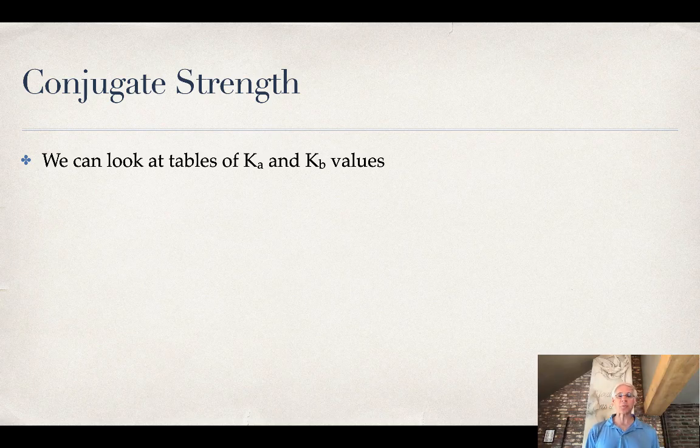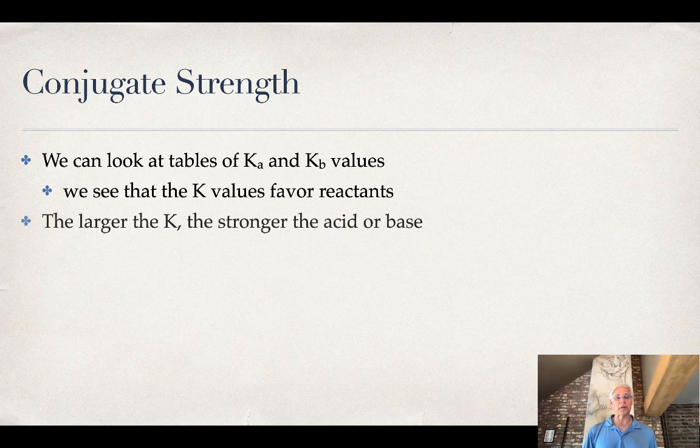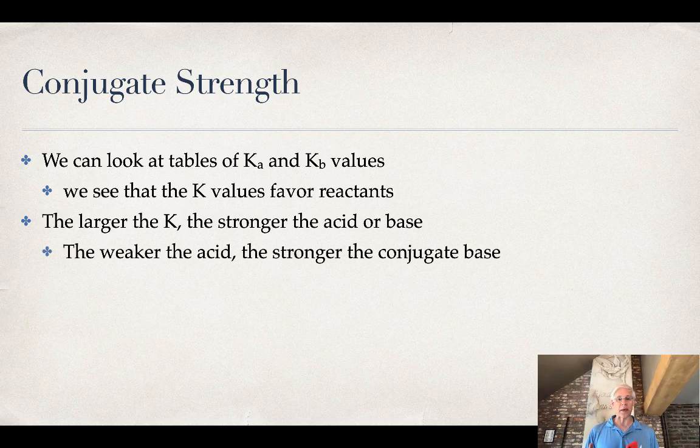So in order to determine their relative strengths, we can look at a table of Ka and Kb values. Now we know from our Ka and Kb values that the values favor the reactants because our Ka or Kb values are so small. That means the reaction goes very little in the forward direction, and for the most part it goes fairly strongly in the reverse direction. So the larger the K, the stronger the acid or the base, and so that's why we can look at the K values to see which way things are going to be shifted relative to another acid.